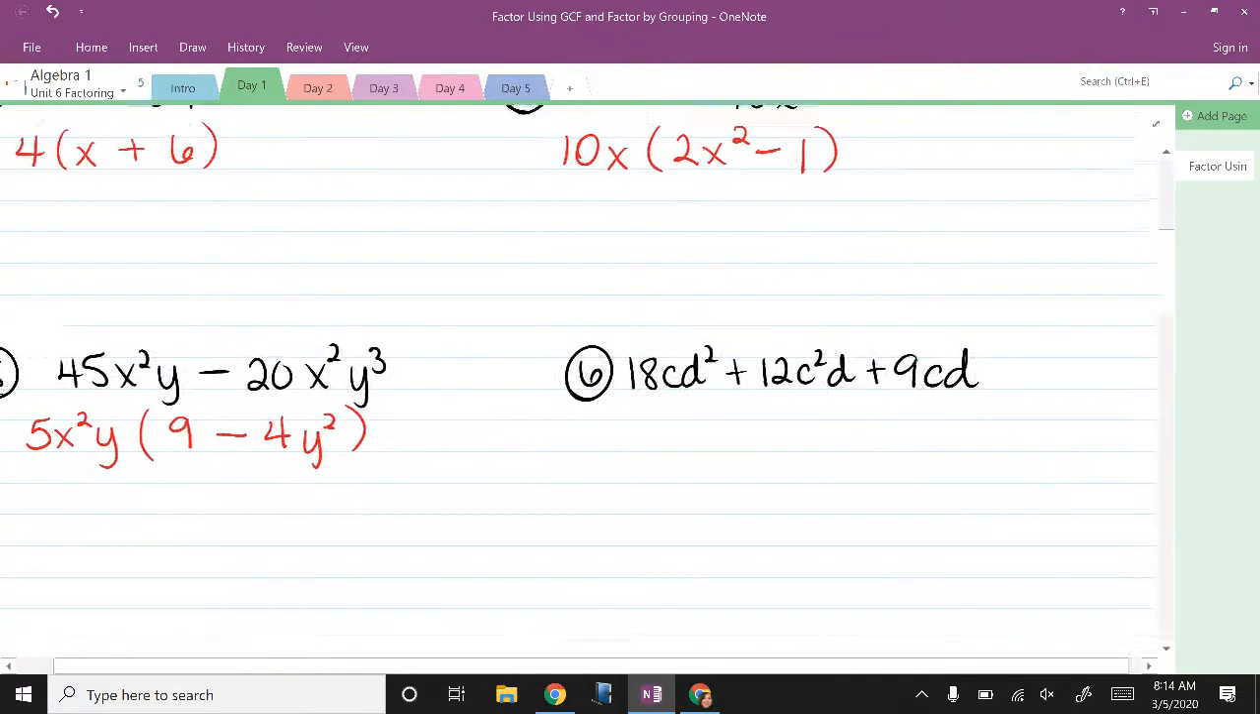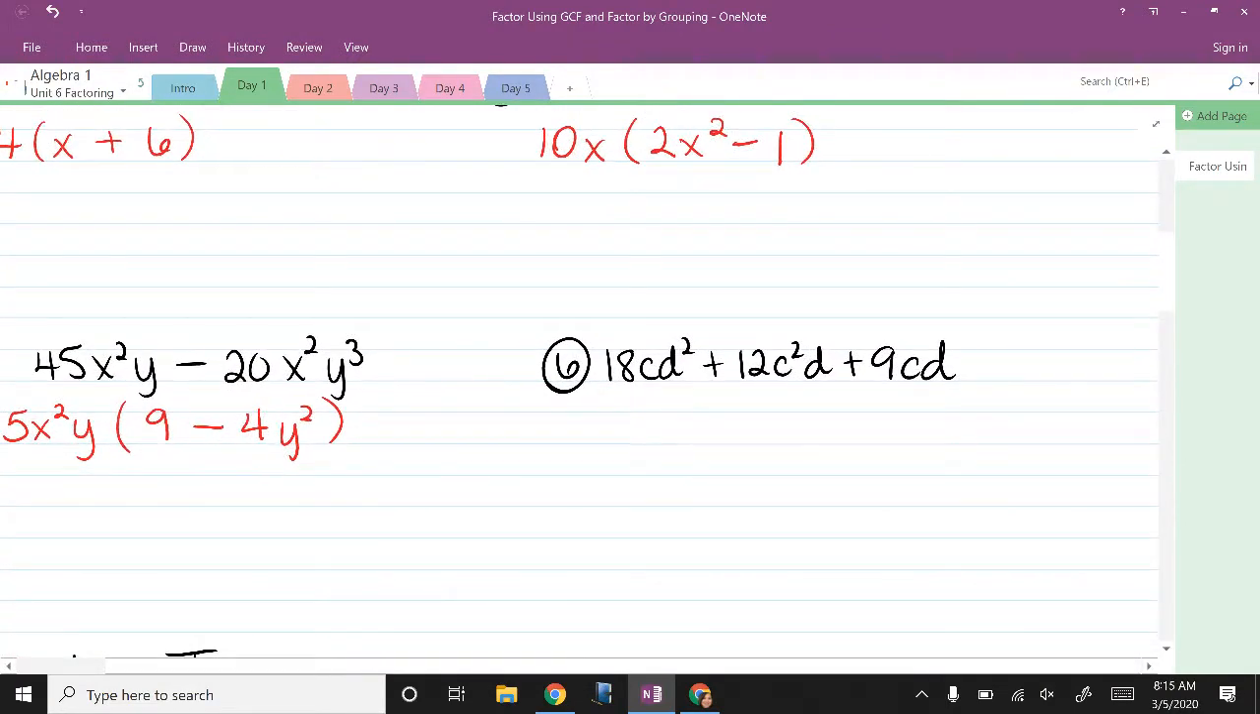All right. What kind of polynomial is number 16? Trinomial, because it has how many terms? 3 terms. Okay? You can still do GCF with a trinomial. Y'all got that copied? 18cd squared plus 12c squared d plus 9cd.